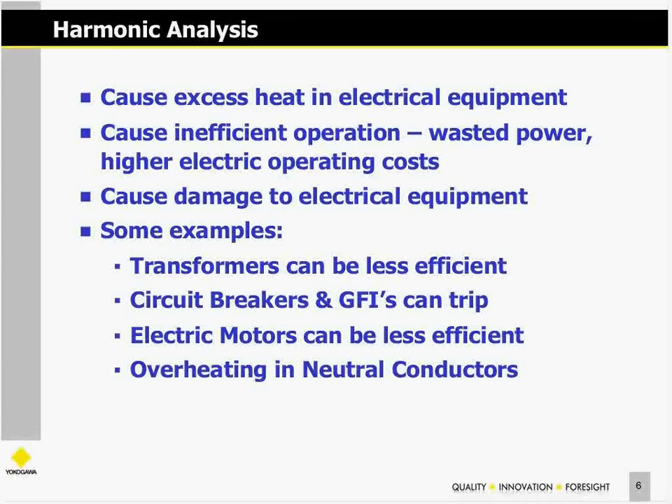Now, some examples of this are transformers can be less efficient, whether it be the power distribution transformers or just transformers within the device itself. Circuit breakers and GFIs can trip with high harmonic content. Electric motors can be less efficient. These harmonics on an electric motor can actually produce reverse torque, and of course that creates heat and less efficiency in our electric motor. We can have overheating in the neutral conductors in an office building caused by harmonics. So these are just some of the examples of why we need to be concerned with the harmonics on our electrical equipment.